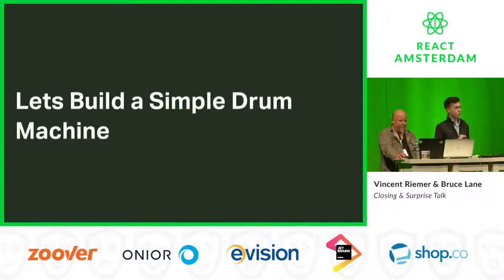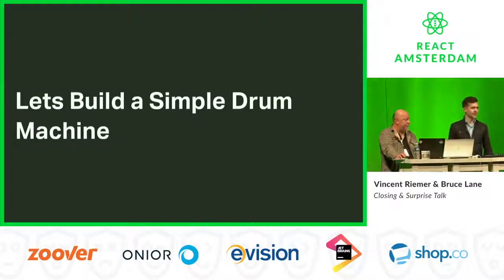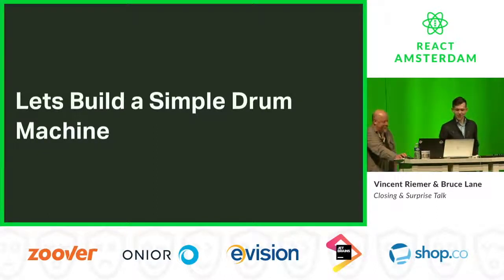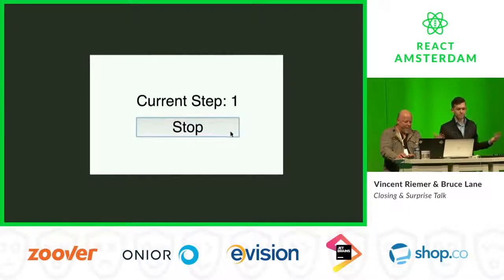So we're going to build a simple drum machine. It'd be a little hard to go through all 4,000 lines of code that one took, but we can break it down. So this is kind of what we're going to be building. Pretty simple. We can start and stop the sequencer. There's going to be four steps in a pattern. And if a pattern is active, it'll play a sound. And if it isn't, it won't play a sound.